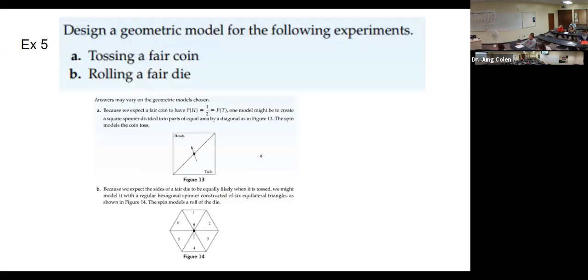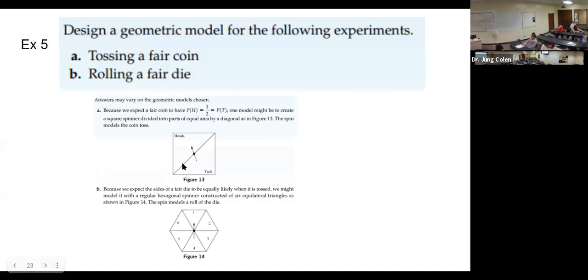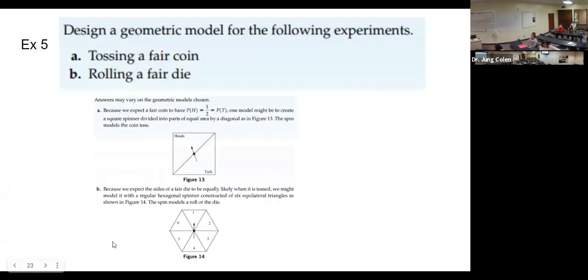Okay, the last one here. You can design a geometric model for the following experiment. I will show you the answer. Tossing a fair coin. To make it fair, you need to have 1/2 and 1/2 for each, right? So that's an example there. This is just one example. It doesn't have to be this shape, but with a geometric shape, you can have 1/2 of the probability for each.